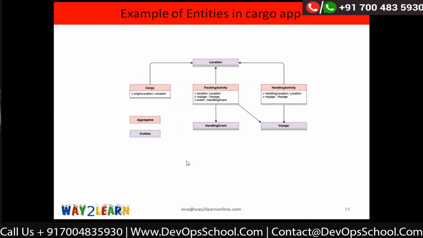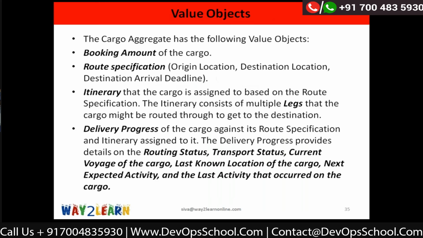So in this case, location is an entity. For the cargo class, I have origin location, which is of type location. So cargo is an aggregate and location is an entity. And the same location entity may be required for the tracking module, handling module, etc. Right? So you have to identify the entities.